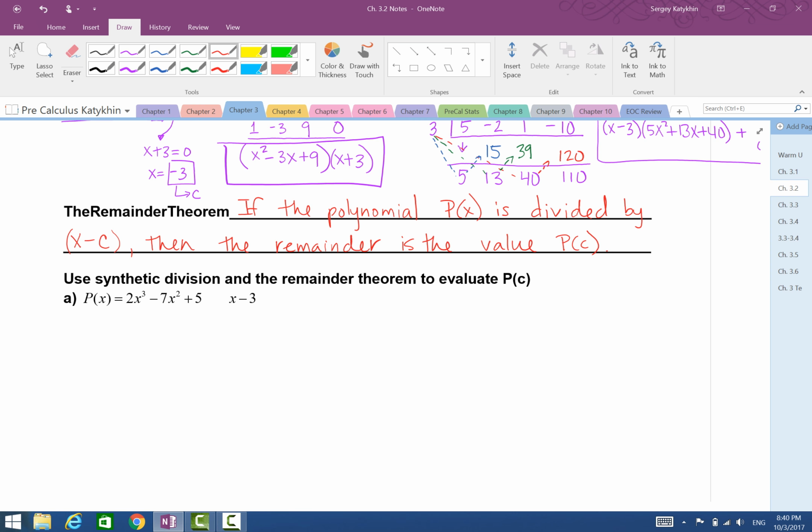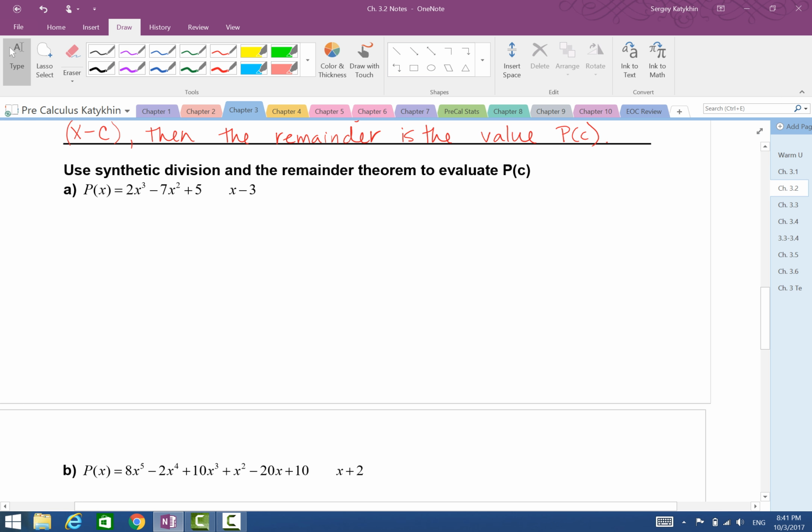So let's go ahead and look at what that means. It says use the synthetic division and the remainder theorem to evaluate P of c. So let's see what's happening here. Again, using the synthetic division, we would start off with drawing the hockey stick.